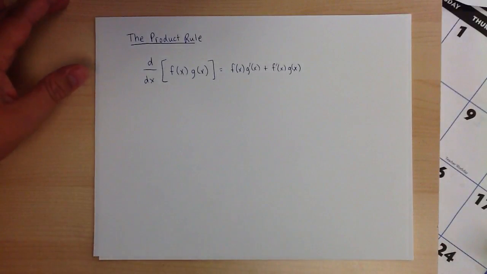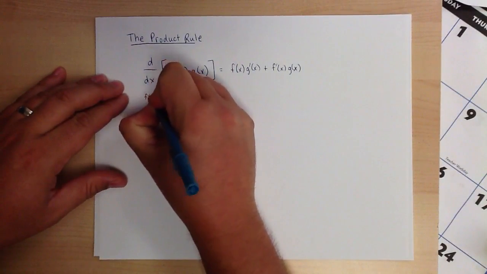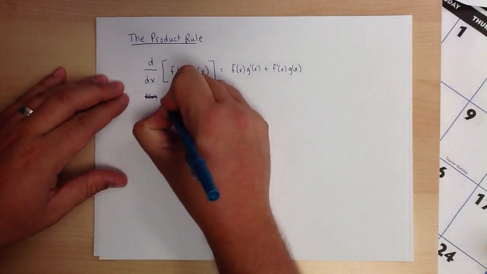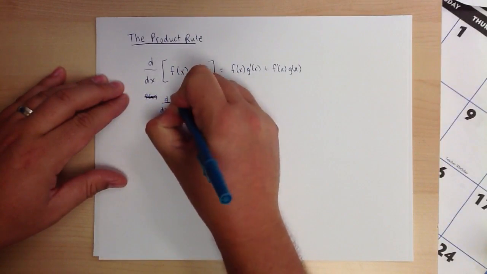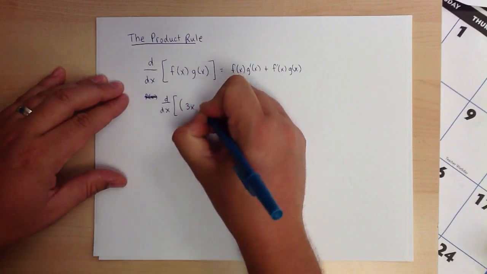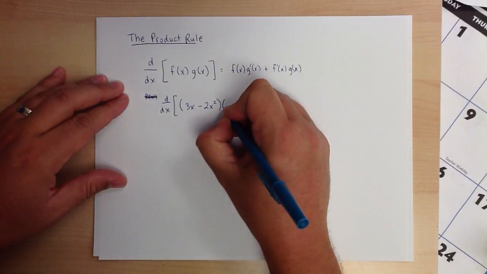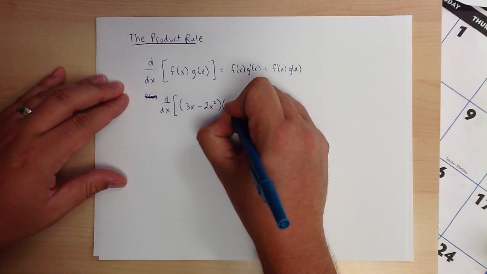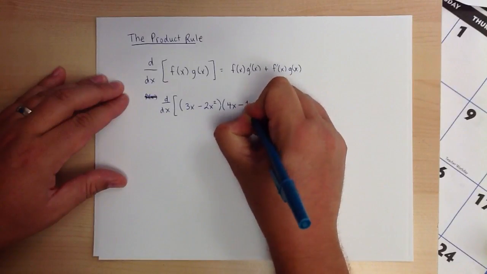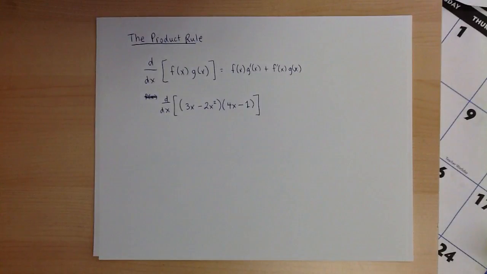So for instance, let's say I have these two quantities. I want to find the derivative of f of x. I'm going to not call it f of x, that might get confusing. We're going to call it the derivative of this piece here. We're going to have, let's say, 3x minus 2x squared times the quantity 4x minus 1.